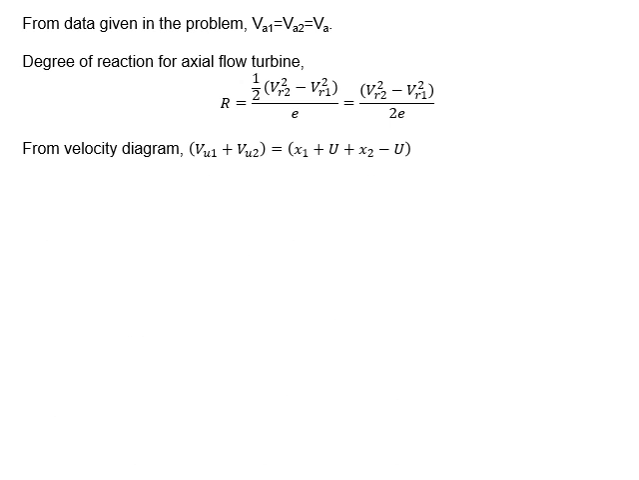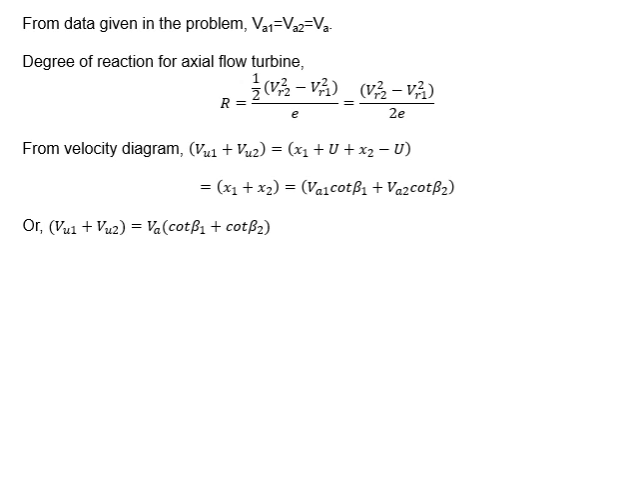From the velocity diagram, V_U1 plus V_U2 equals x1 plus U plus x2 minus U. That is, V_U1 plus V_U2 equals the distance x1 plus x2. The x1 is taken as V_A1 cot beta 1 plus V_A2 cot beta 2. So according to the trigonometric relations, by considering those velocity triangles, the x1 distance is taken as V_A1 cot beta 1 and the x2 distance is taken as V_A2 cot beta 2.